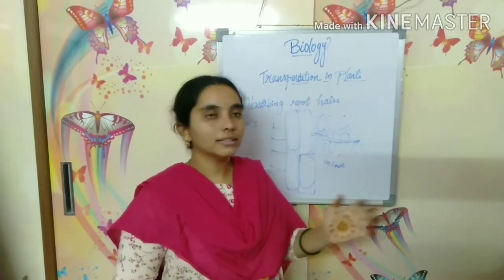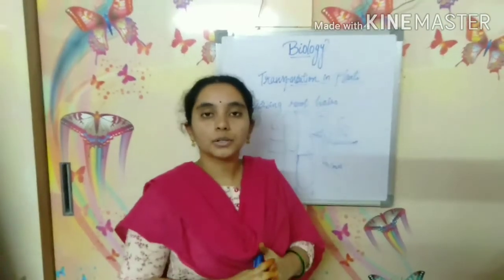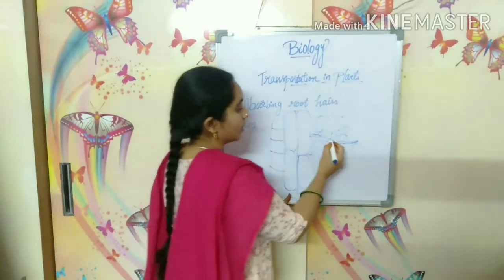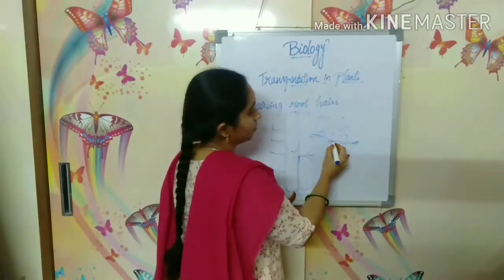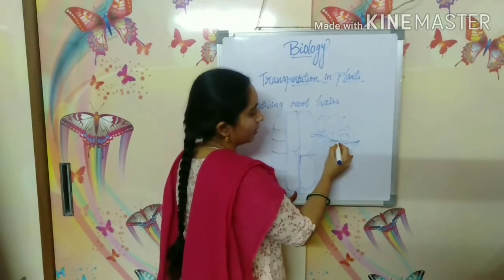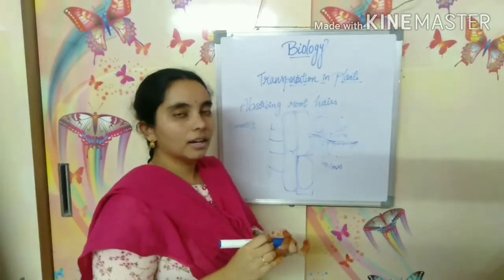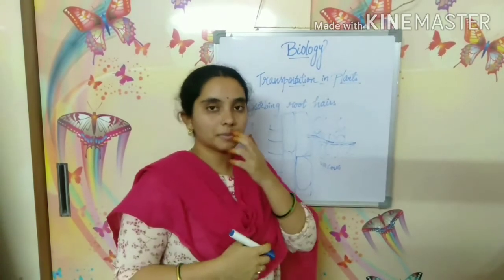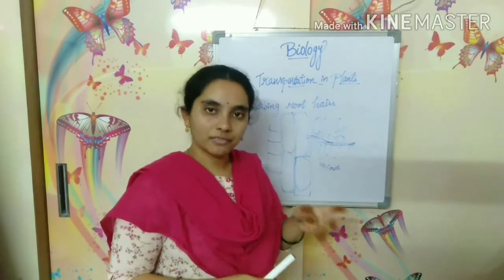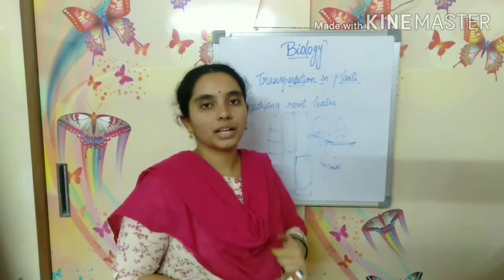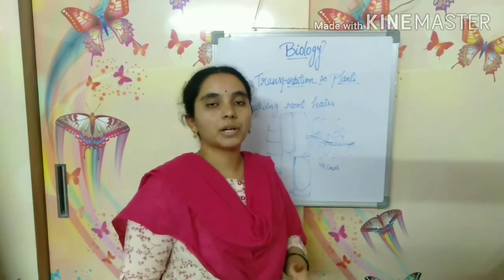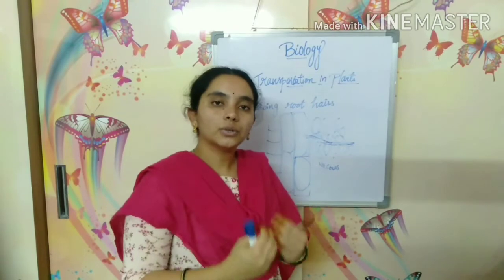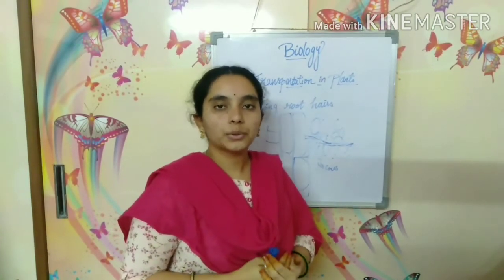So here in the root hair, the cytoplasmic lining of the cell wall, that means if this is the cell wall, this is the cytoplasm present. This lining, or you can call it the cell membrane, you have seen how it acts as a semi-permeable membrane. In the same way here also, the cytoplasmic lining of the cell wall acts as a semi-permeable membrane for the movement of water into the cell of the root hair.